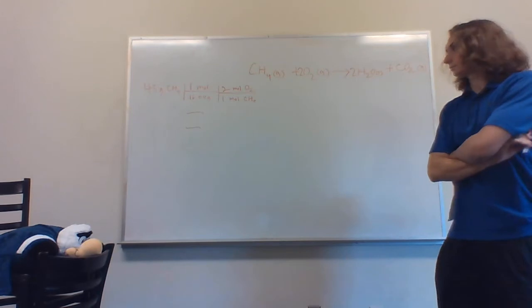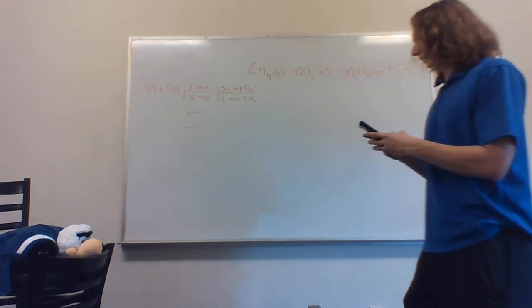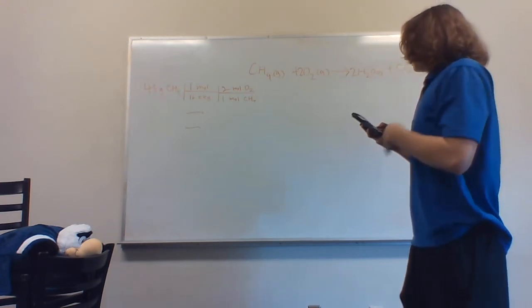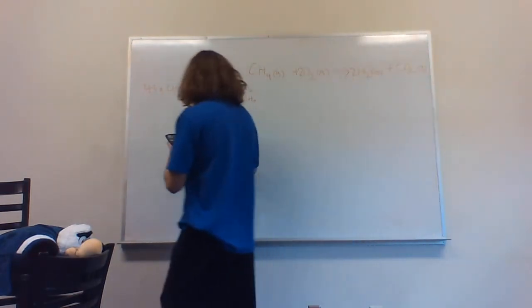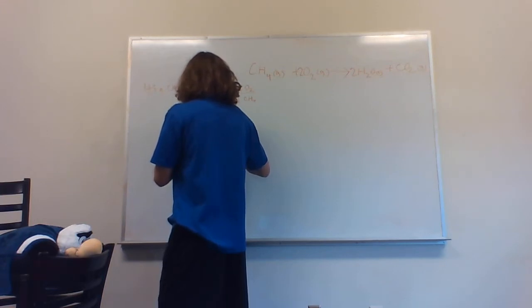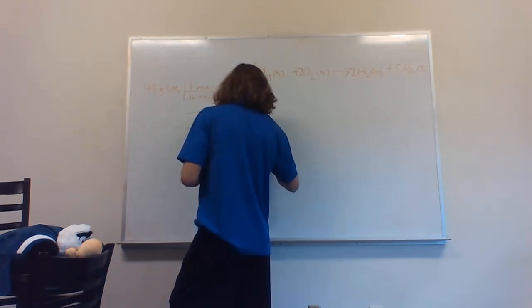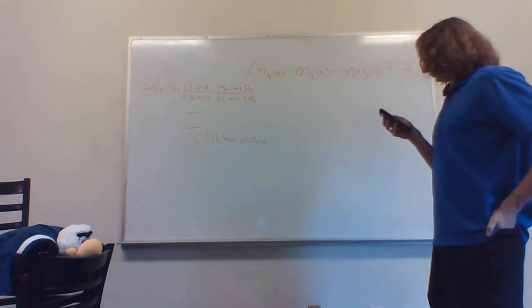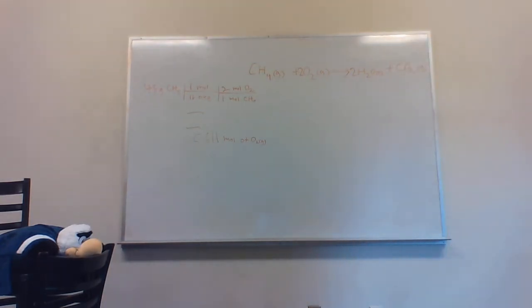So 48 divided by 16.04 times 2 is 5.611 moles of O2 gas. Making sure I did it right. Yep, probably. Anyway.